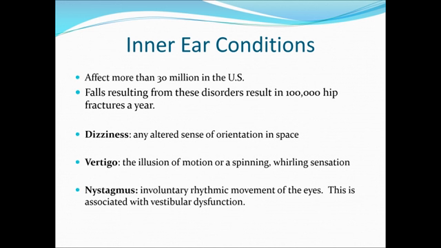It's important to know some terminology. Dizziness is altered sense of orientation in space. Vertigo is the illusion that the room is spinning, the room's in motion. I have a whirling sensation. And nystagmus, which we had talked about before, is the involuntary rhythmic movement of the eyes. It's kind of like that twitching back and forth. We look for it when we're doing that cardinal fields of gaze, typically associated with vestibular dysfunction.